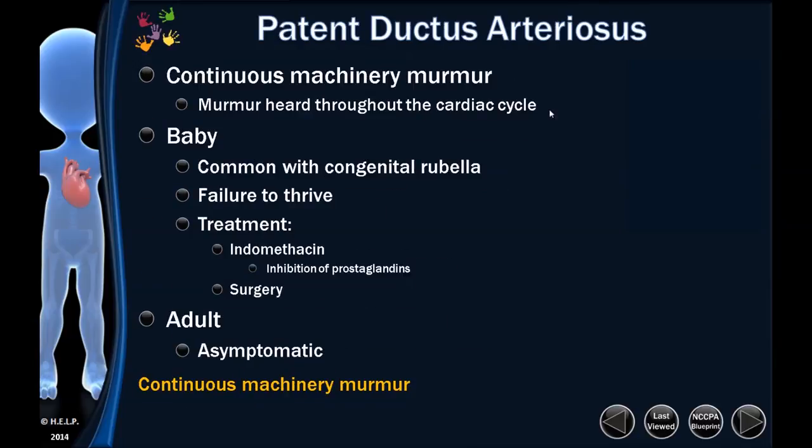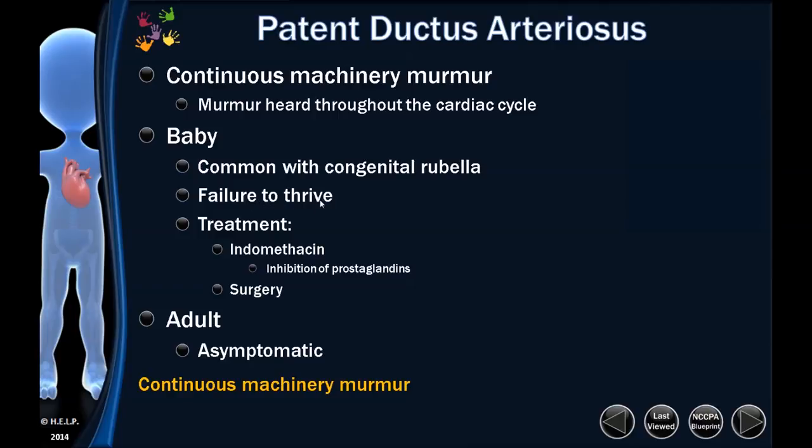A PDA is a continuous machinery murmur. It happens throughout the cardiac cycle. It's both diastolic and systolic. You always hear it. It's not just in diastole or in systole. It's constantly happening. This is typically seen in a baby. It can go on if it doesn't close into adulthood and be undetected.